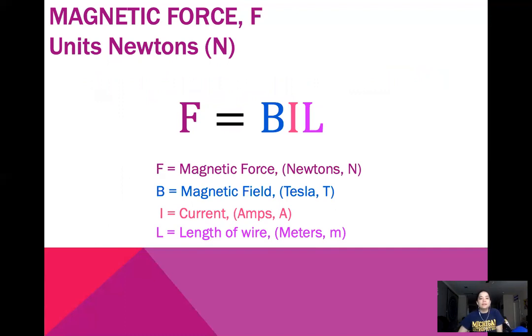The first one is F equals B times I times L. So our magnetic force equals the magnetic field, which we measure in Tesla, capital T, write that down, times I, the current in amps, times L, the length of the wire in meters. So this is specifically if we've got a current running through a wire, we can calculate the magnetic force. Okay? Take a second, pause me, write this down. I recommend you write it down on your formula sheet so you have all of your formulas in one place. Just saying.